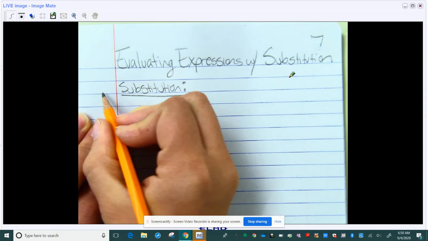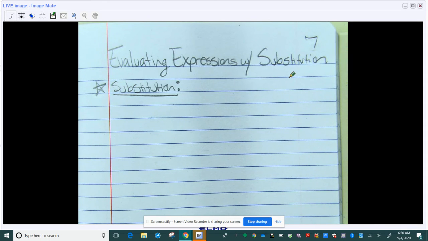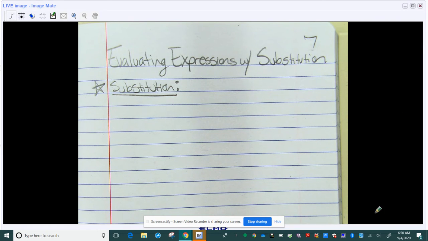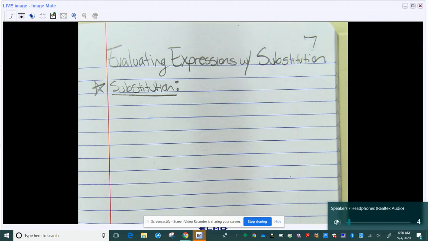It's an important vocabulary word, so I'm going to put a star with it. So you'll start to notice as we go through which ones are vocabulary words with the star and the underline. So that's kind of what I'm going to be doing.